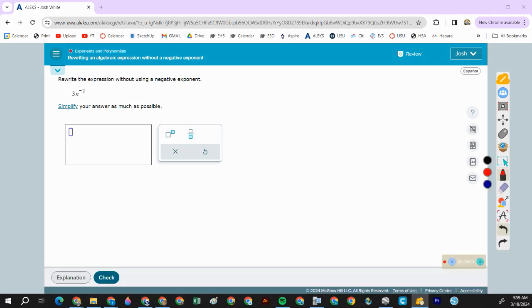All right. Right, without a negative exponent, that would be 3 over n squared.